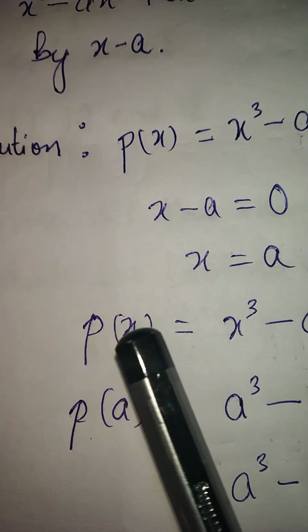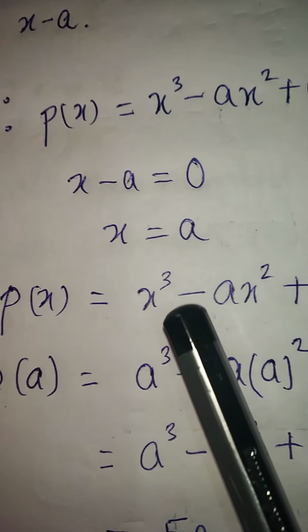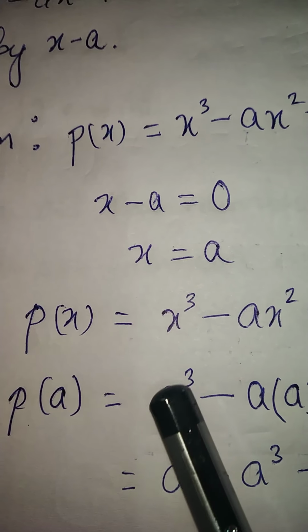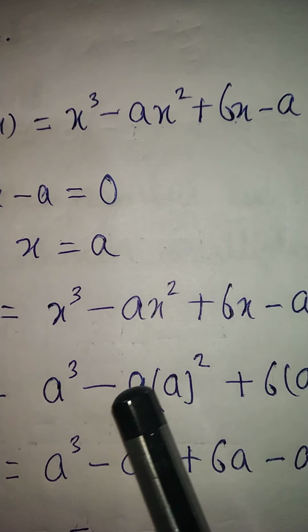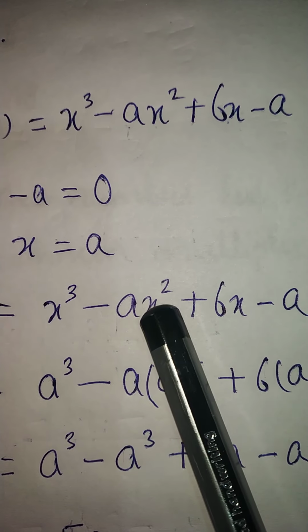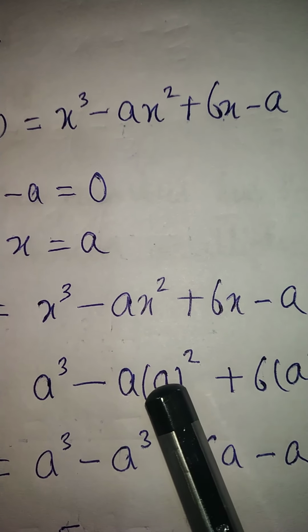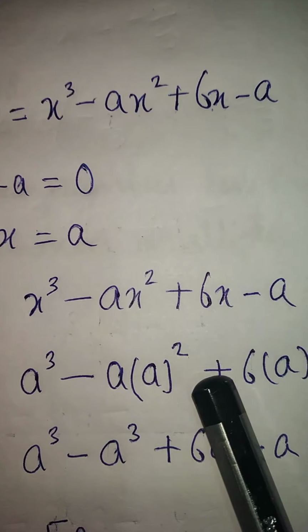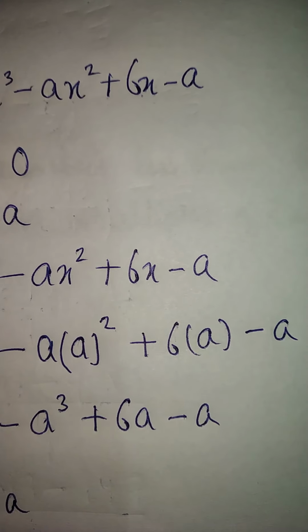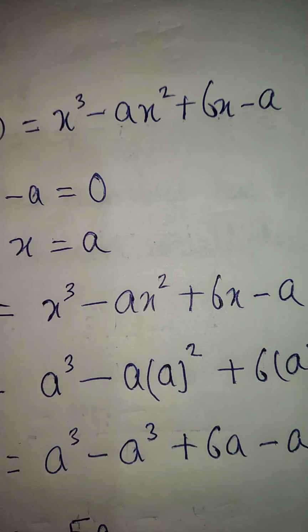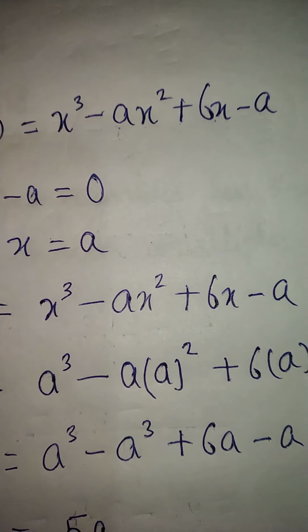Okay, so p(a) is equal to, in place of x we need to write a. That's why this is a cube minus a is already there, so this is x square. So in place of x we need to write a. That's why this becomes a square plus 6, in place of x a, minus a. Is it clear? Here we have just substituted the value of x.